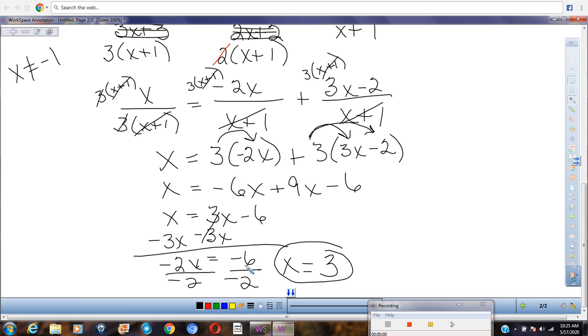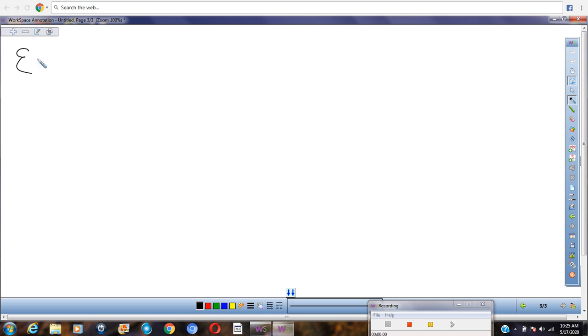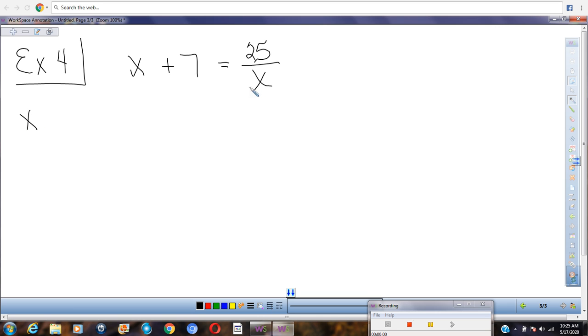All right, let's move on to example number 4. If I have x plus 7 equals 25 over x. All right, so this one seems pretty straightforward, right? Everything's factored. Stating our restrictions, the only variable we have in the denominator is x. It's just x, so x cannot equal 0. Our common denominator, since this is the only denominator there is, we're going to multiply everything by x.